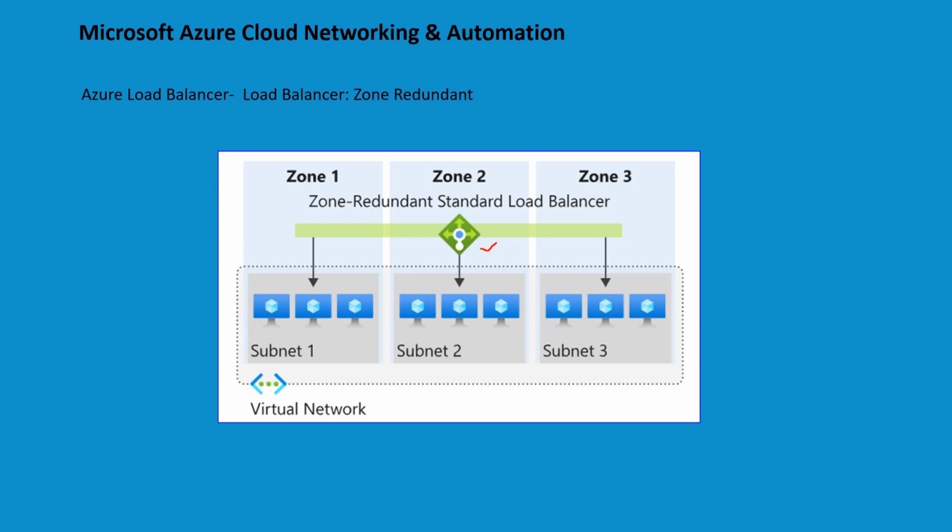So the zone redundant configuration is going to have a special IP address, and this load balancer can handle resources that might be placed in subnet 1. You can consider this as zone 1. Subnet 2 can be zone 2. Subnet 3 can be zone 3. So all the traffic will be distributed across these three availability zones.